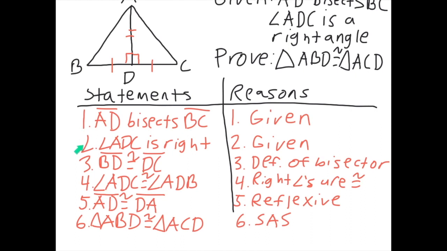Start with your givens, then the body, where you say the parts of the triangle that are congruent, and once you have enough in your triangle, you say the triangles are congruent, and you say why. Alright, got one more proof for you.